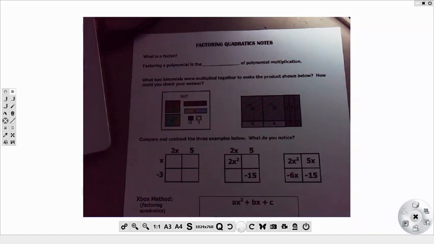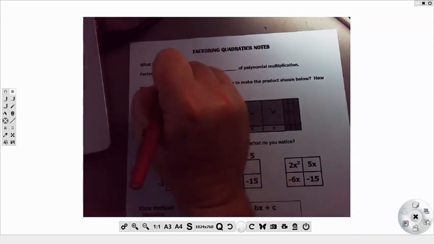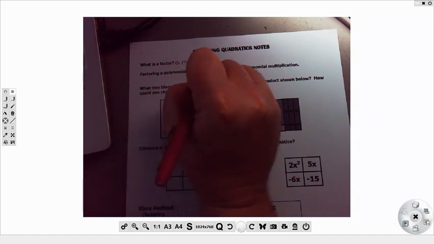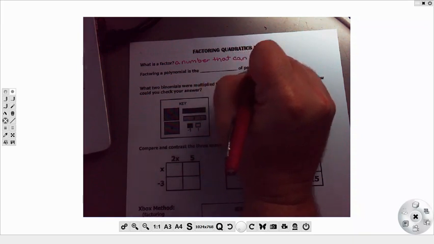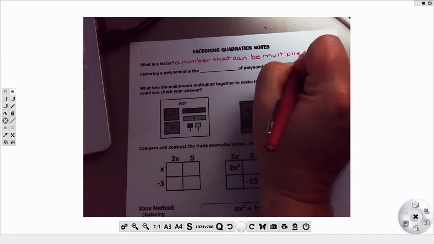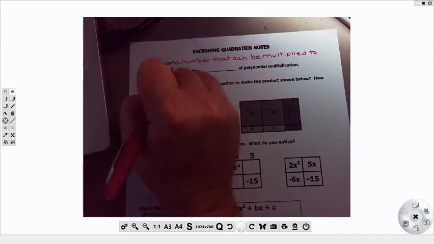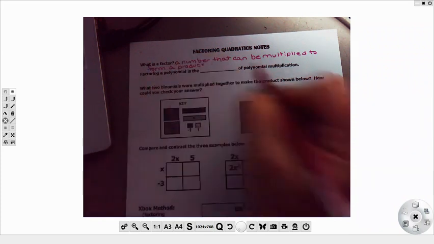All right, today we're going to look at factoring quadratics. Now, let's recall what a factor is. It is a number that can be multiplied to form a product. Product, remember, is an answer to a multiplication problem.